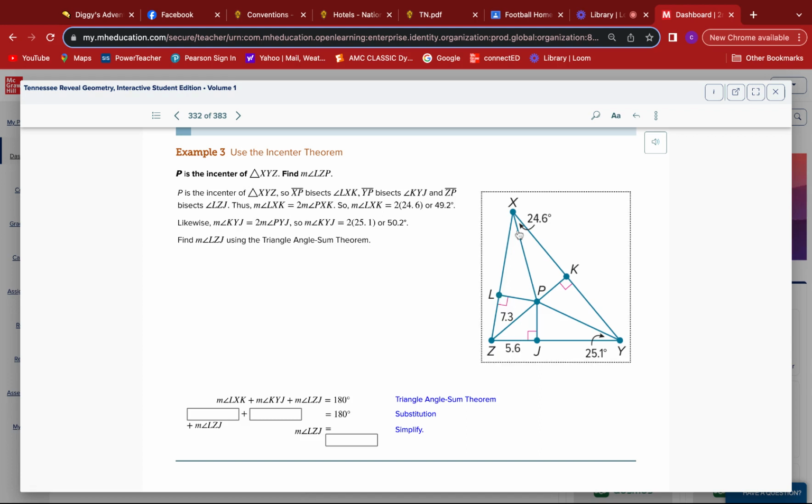Okay, let's see. We got angle LXK. Angle LXK is, sorry, getting distracted again. My cat has decided to get down. Okay, good deal.